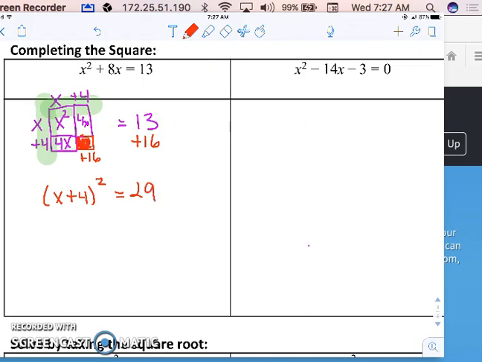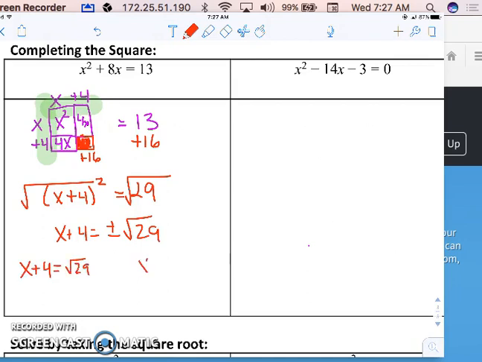And now we can solve by square root. Square root, square root. So we have x plus 4 equals plus or minus the square root of 29. So x plus 4 equals positive square root of 29. X plus 4 equals negative square root of 29. And then on both of these subtract 4. So we have x equals the square root of 29 minus 4, and x equals negative square root of 29 minus 4.